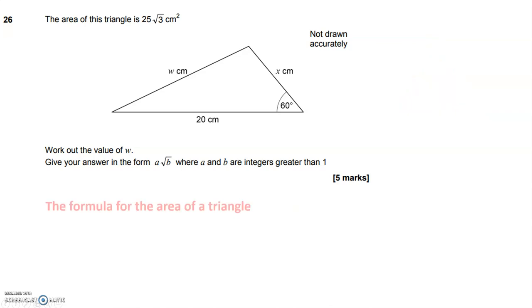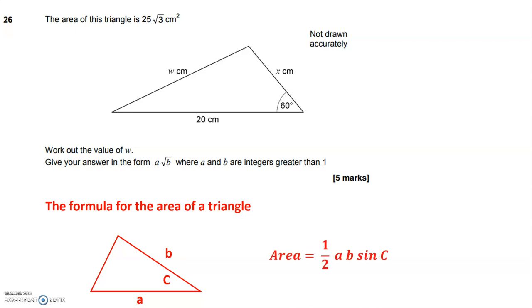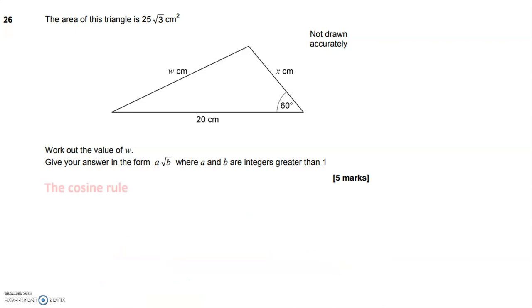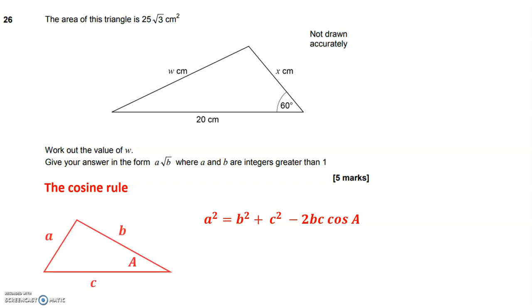The next thing you need to be able to do is you need to know the formula for the area of a triangle. And what's the formula for the area of that triangle? It's a half times A times B times the sine of C. So you need to know that formula for the area of a triangle. Next, you need to know the Cos Rule. So the Cos Rule tells you that A squared is B squared plus C squared minus 2BC cos A. In that diagram there, little a squared is B squared plus C squared minus 2BC cos A.